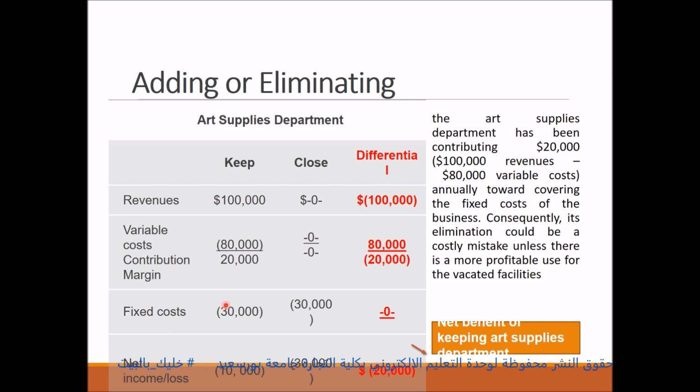Accordingly, its elimination could be a costly mistake unless there is a more profitable use for the available facilities. So if the business closes the art supplies department, it will lose the $20,000 contribution margin that can.